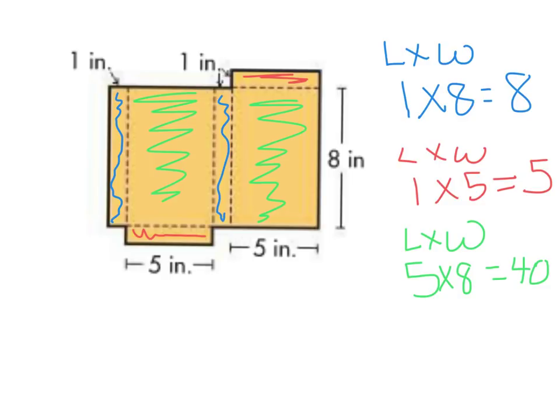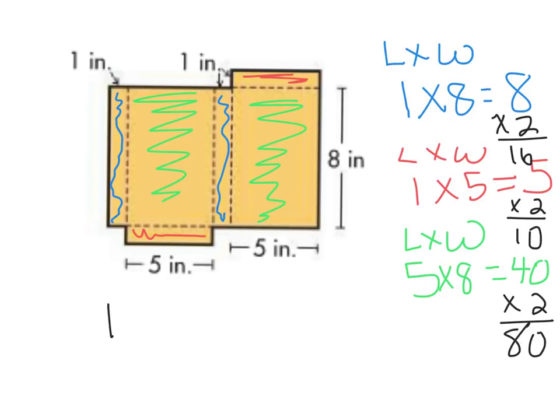All right. So I could go here and I could just take each one and multiply it by 2, because there's a green here, a green here, a blue here, a blue here, a red here, a red here. So you need 2 of each one of these, because if I only use 1, I'm only covering one of the sides. So I'm going to go ahead and double each of these right now. Times by 2, times by 2, times by 2. So here I have 16, here I have 10, and here I have 80.